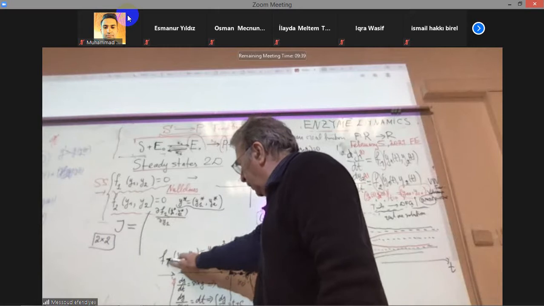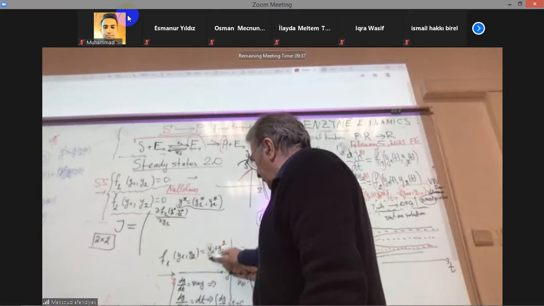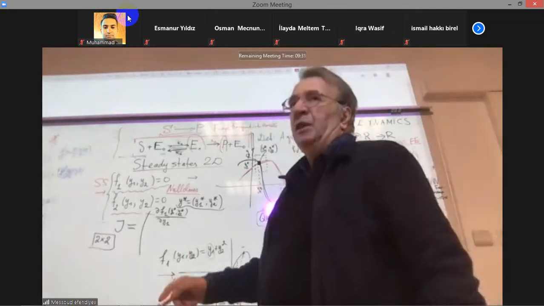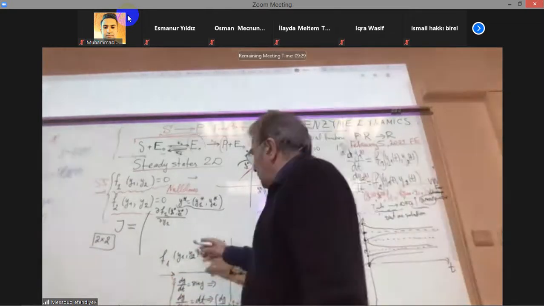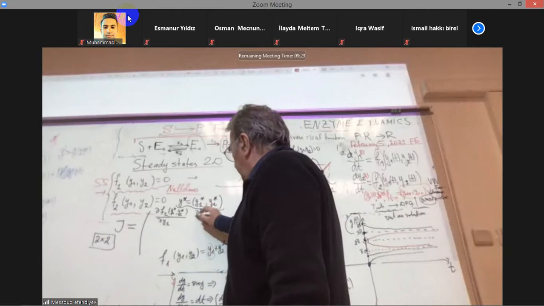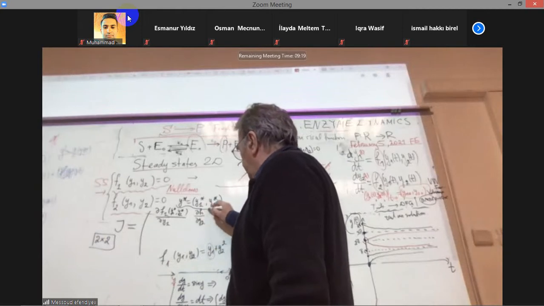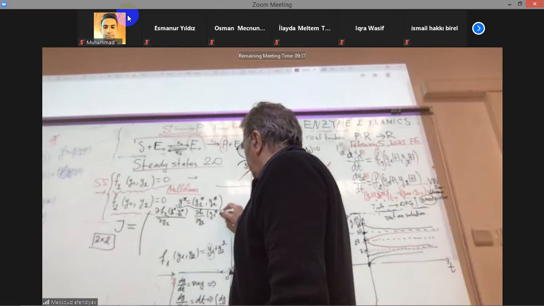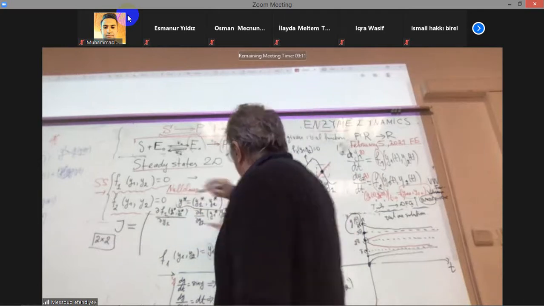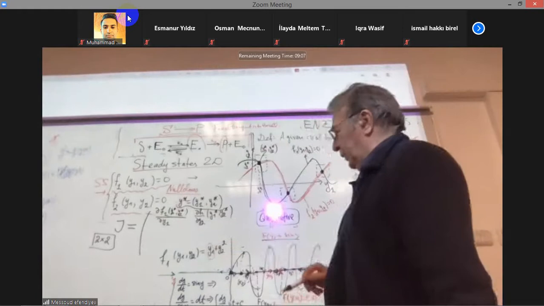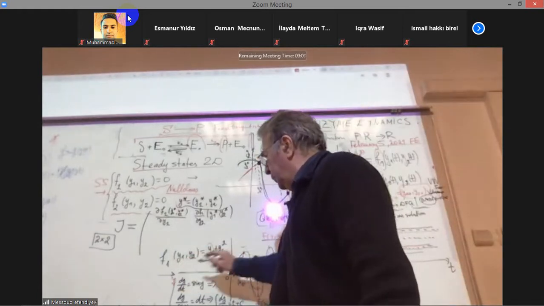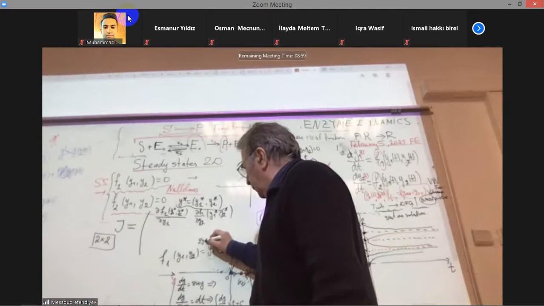Then the derivative with respect to y1 will be 1, because f1 is handled as y1, like the derivative of f of x equal to x with respect to x. So this will be 1. And now you are taking the derivative of f1 with respect to y2, and putting the point in as a value here. If you take f1 with respect to y2, then it will be 2y2.